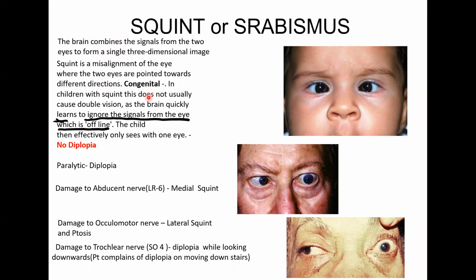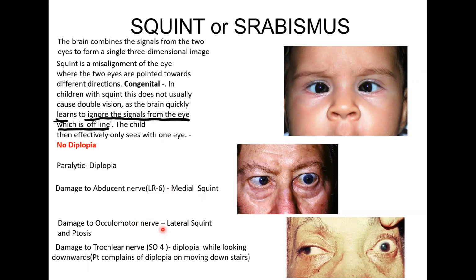The difference between congenital and acquired squint is that in the congenital variety, the patient will not have any diplopia, because the brain will slowly learn to ignore the signals from the offline eye, and a single image will be formed by the brain. But if the squint is acquired later in life, that is the paralytic type of squint, the patient will have diplopia. This squint can be due to damage to the abducent nerve, when the lateral rectus is paralyzed. In the second picture, we can see the eye is medially rotated and the patient is said to have the medial type of squint, as the lateral rectus is not functioning.